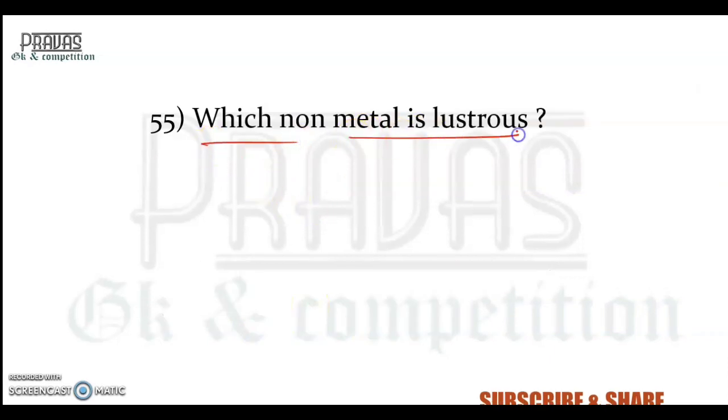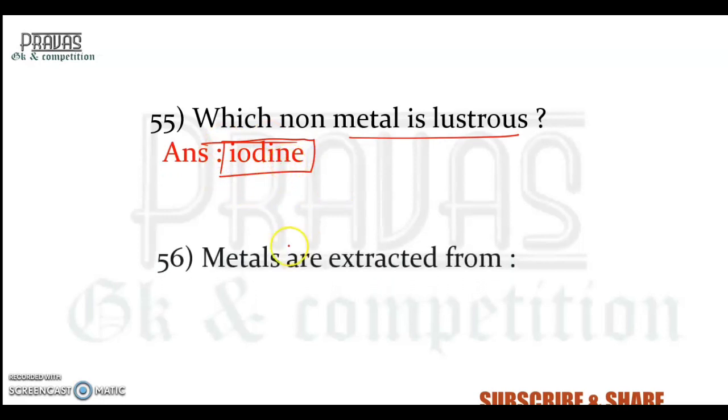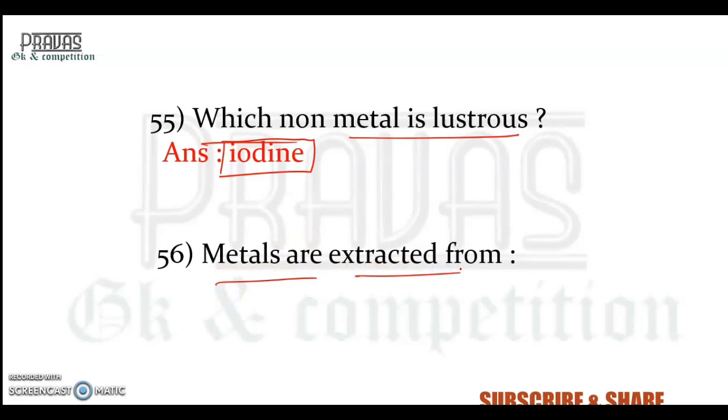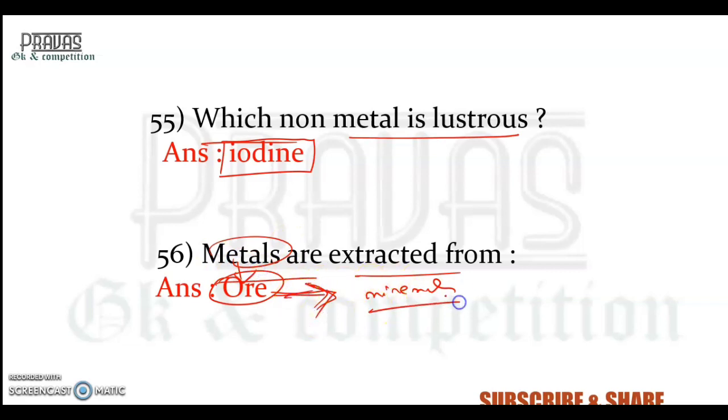Which non-metal is lustrous? And the answer is iodine. Iodine is the only non-metal which has lustrous property. Metals are extracted from ores. Remember, metals are extracted from ores, and ores are extracted from minerals.